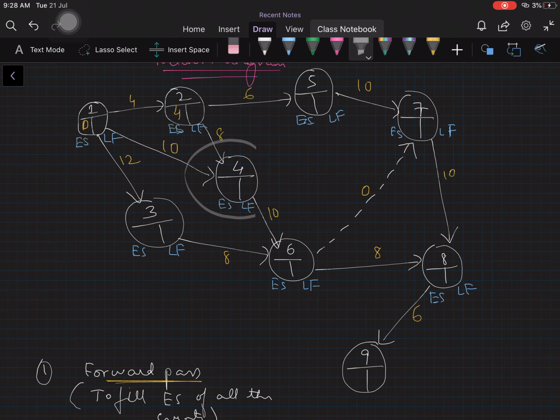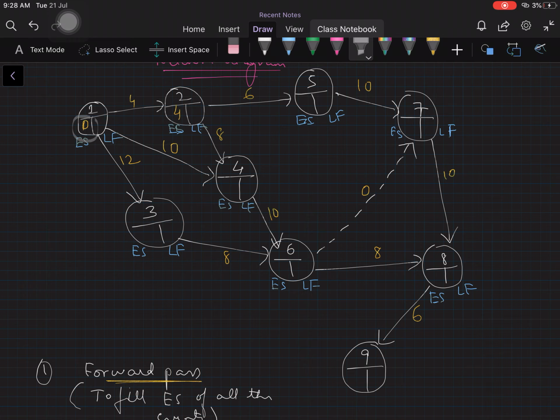So only at these events, which are called merge events, we will always pick the maximum value. Let me explain how it works. 0 plus 4, we get 4, and then 4 plus 8, we get 12. So let us keep the number 12 on hold.